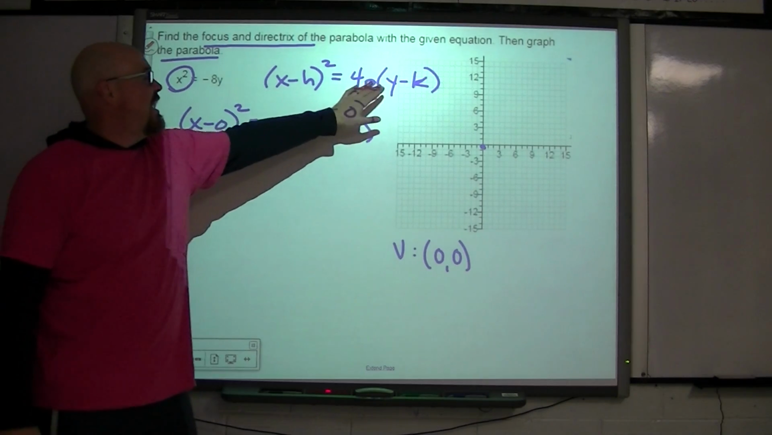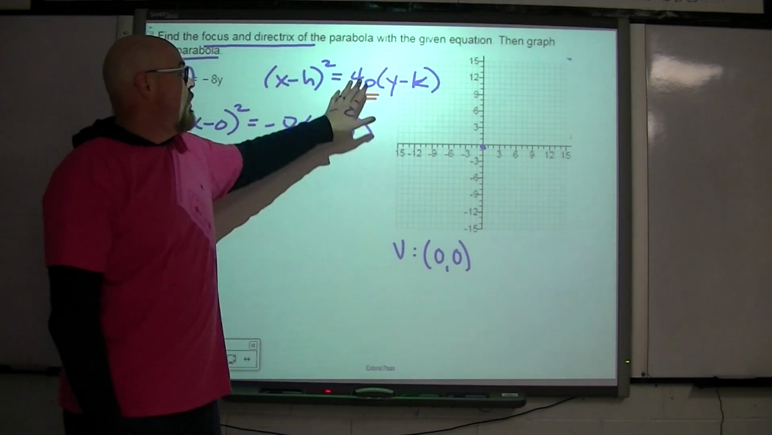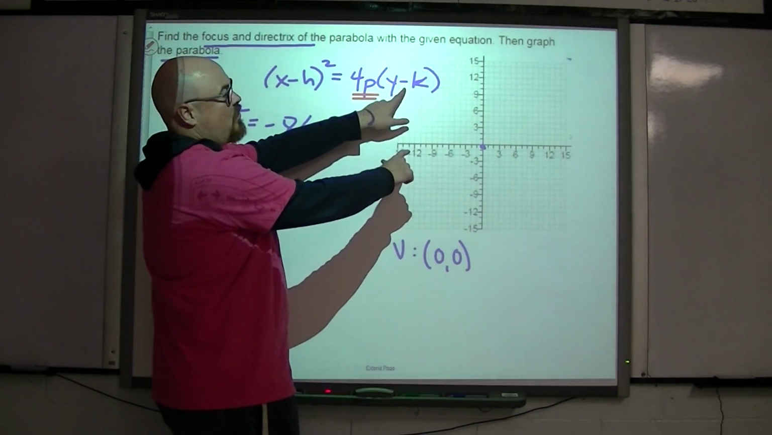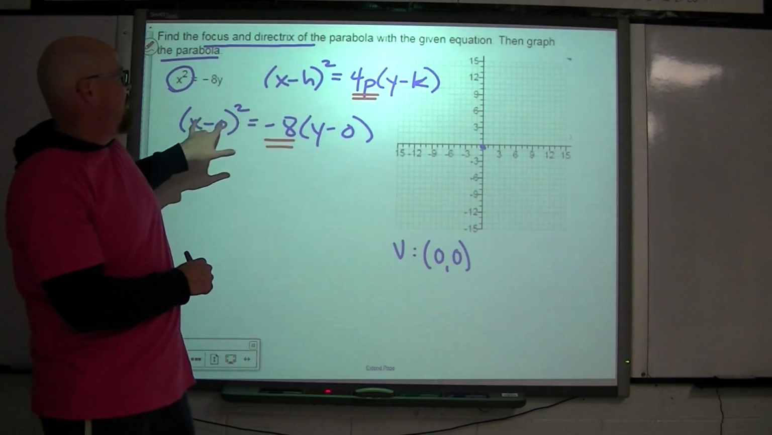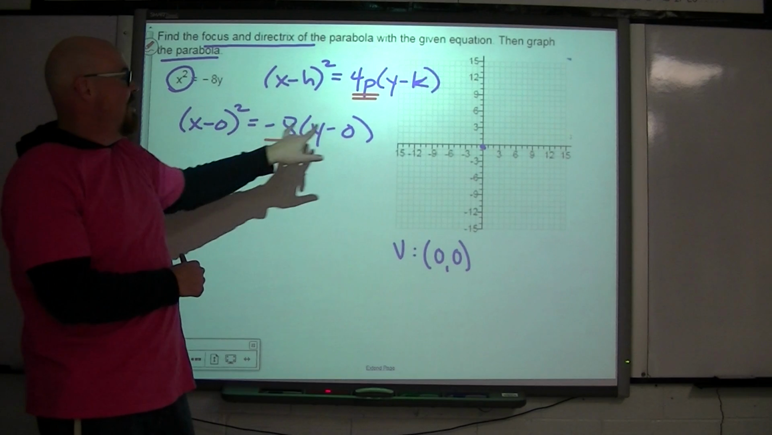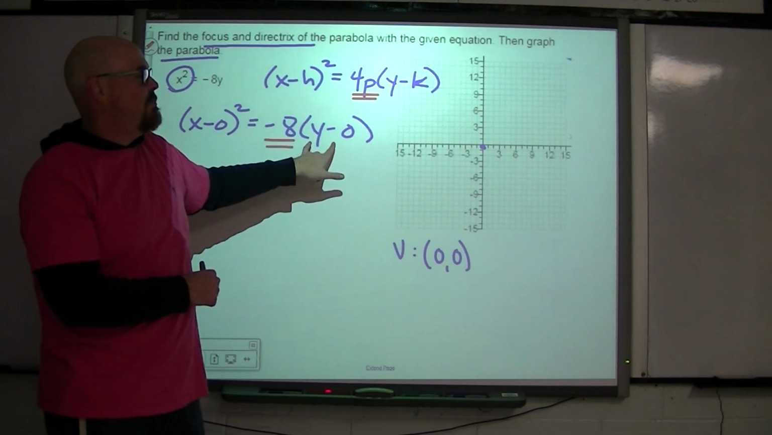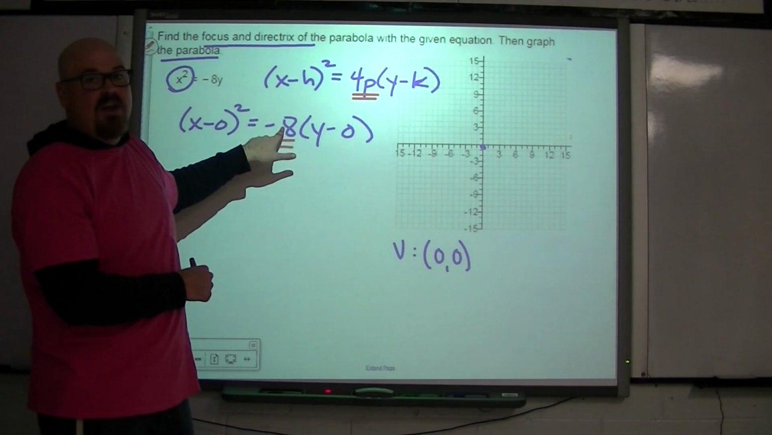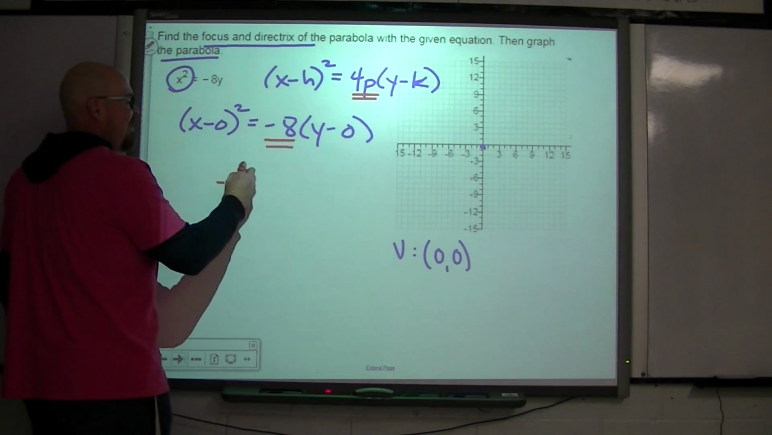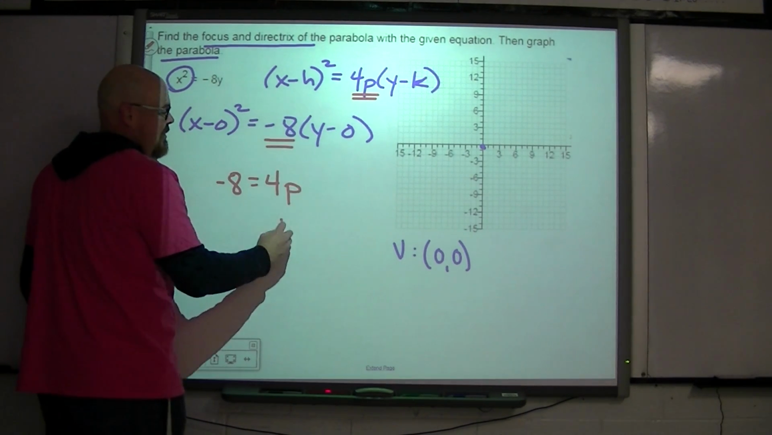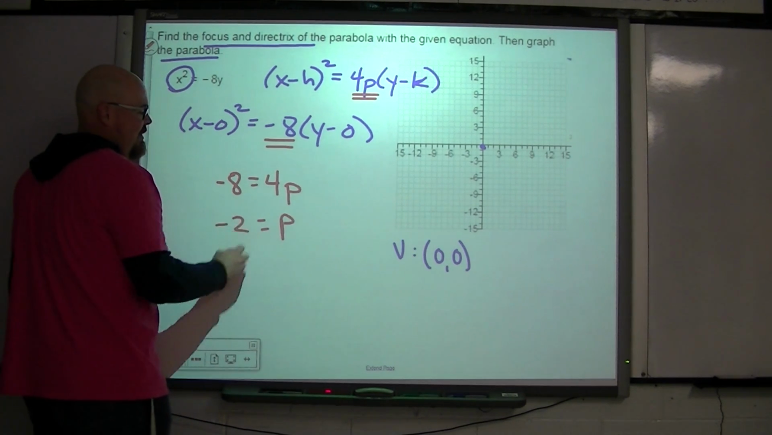The coefficient of whatever, and here's what I'm going to say. The coefficient of the non-squared binomial. This is the squared binomial over here. See this? The squared binomial. This is the non-squared binomial. We're looking at that coefficient. That's -8, so we know that -8 is equal to 4p. Solve for p, we get -2.